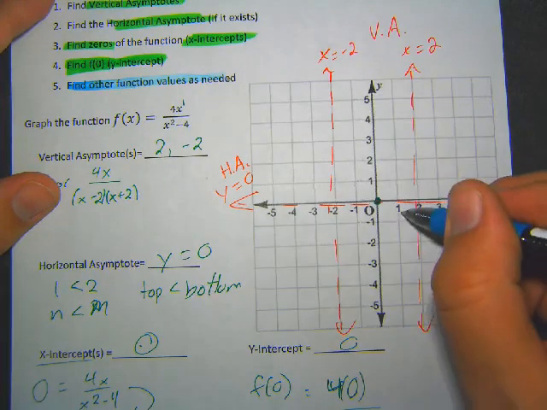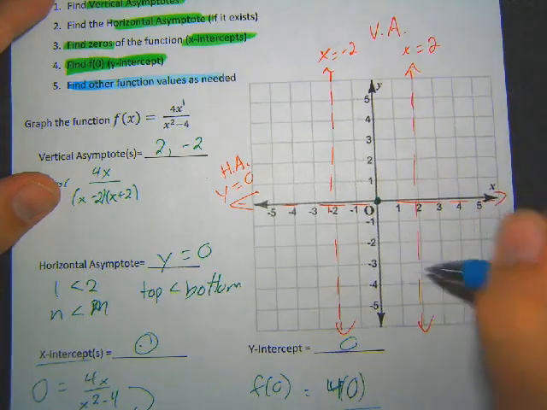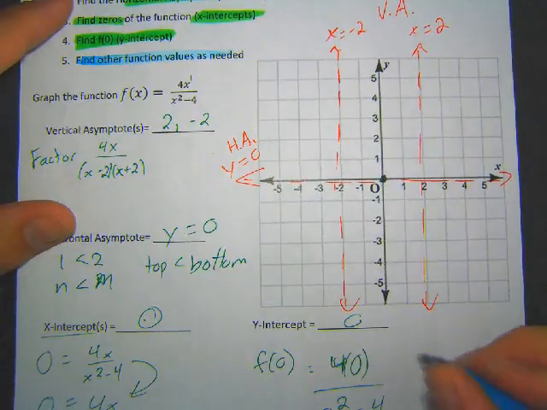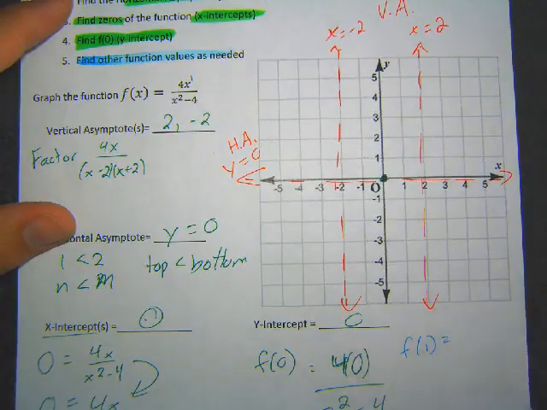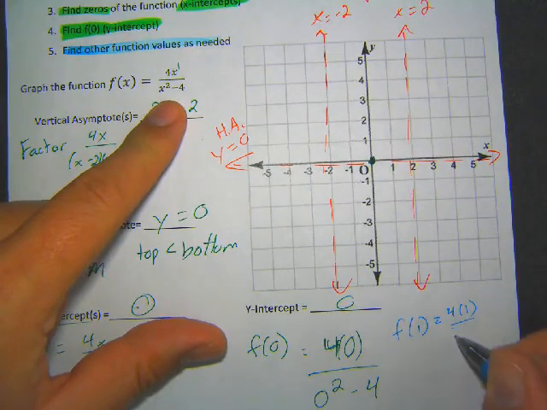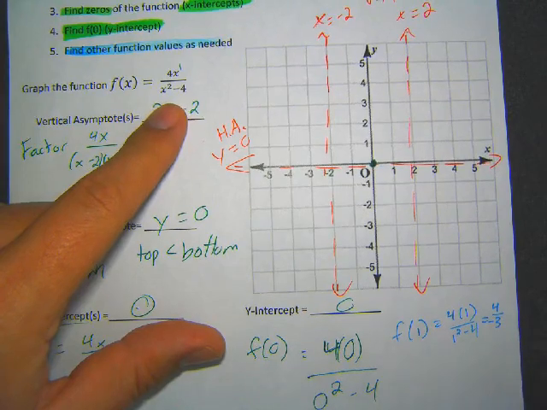I'm going to do that by just finding some values. I'm going to find things like f of 1, and that'll tell me what's going on here. If it's up here, it goes like this. If it's down here, it goes like that. I'll do things like f of 3 to see if it's doing that or that. So let's do f of 1. Well, f of 1 would just be 4 times 1 over 1 squared minus 4, which is 4 over 1 squared is 1, minus 4 is negative 3. So that'd be a negative 4/3, right? 4 over negative 3 is negative 4/3.